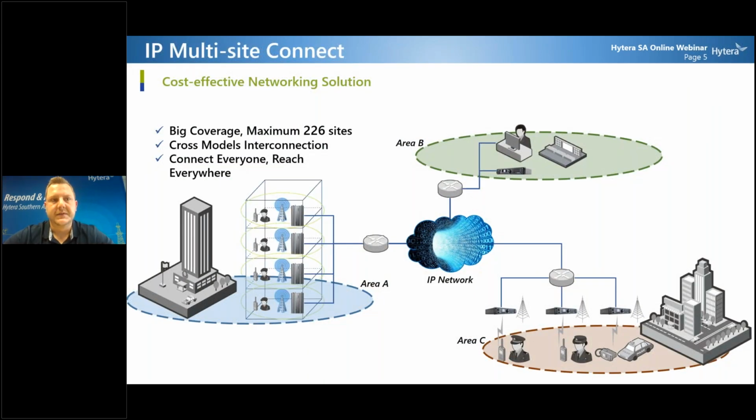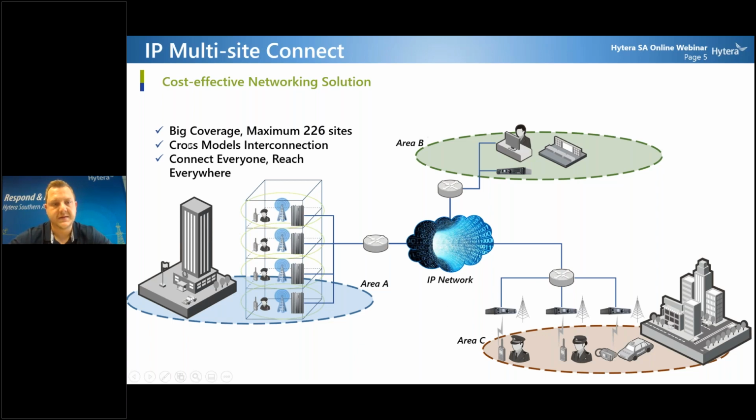So if we look at IP multi-site, with our solution you can have up to 226 sites connected over an IP network. Normally, how it would work is you would have a master repeater, and that master repeater can support up to 29 slave repeaters. But you can also program the system to have a master, a sub-master, and then slaves. And every master or sub-master can support up to 29 slaves.